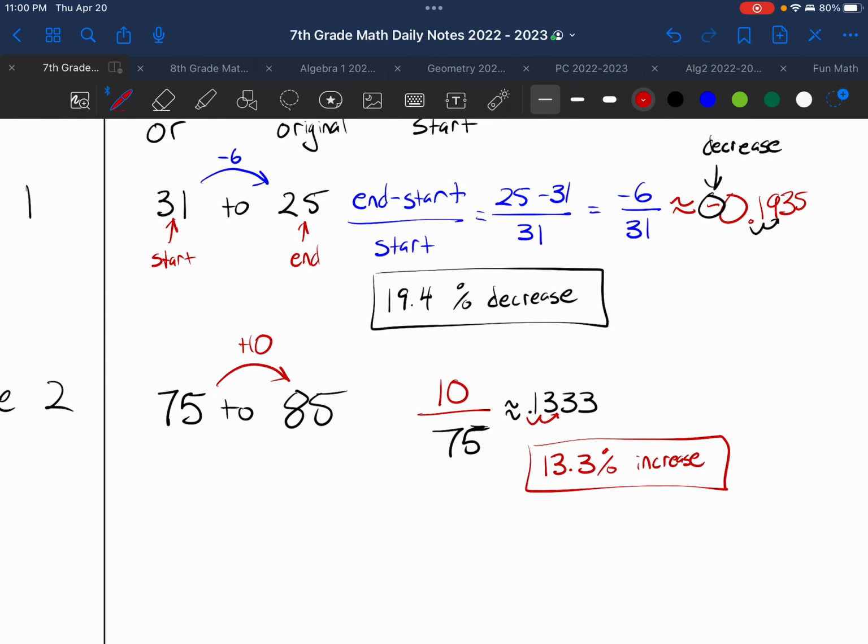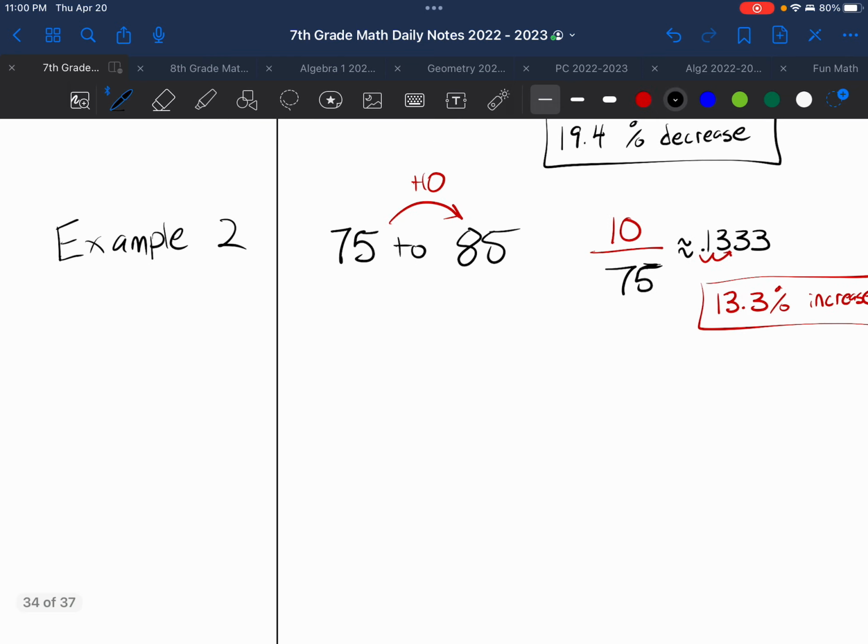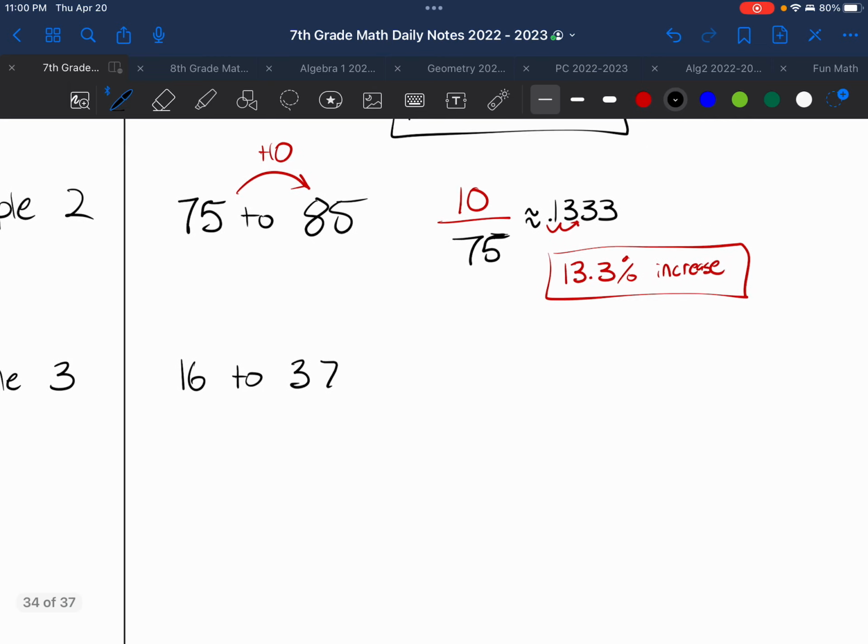Nice. I'll give you one example where you can have over 100%. So it will be example 3, our final example. What if I go from 16 to, let's say, 37? How much do I go from 16 to 37? And let's use an old-fashioned formula. We can say, I'm going to do 37 minus 16 all over 16 in this case.